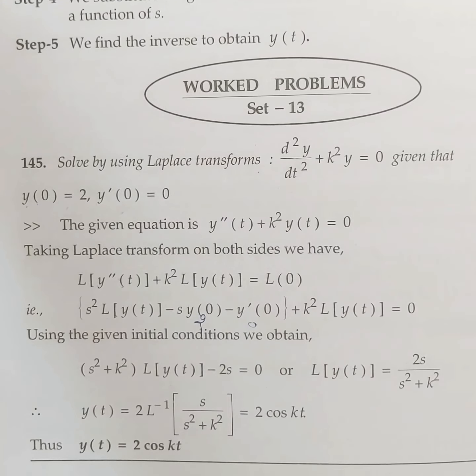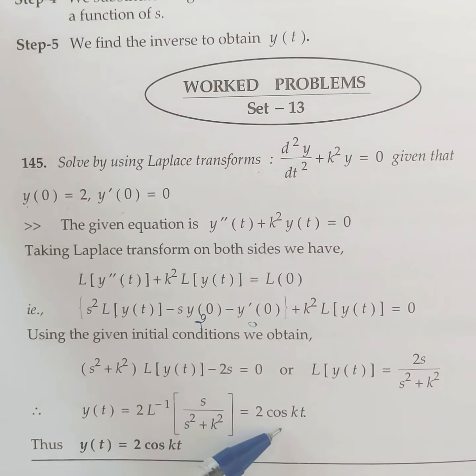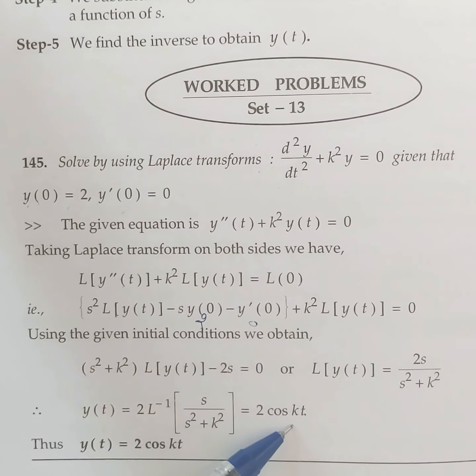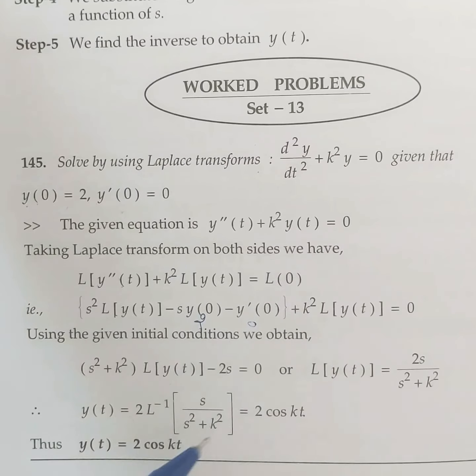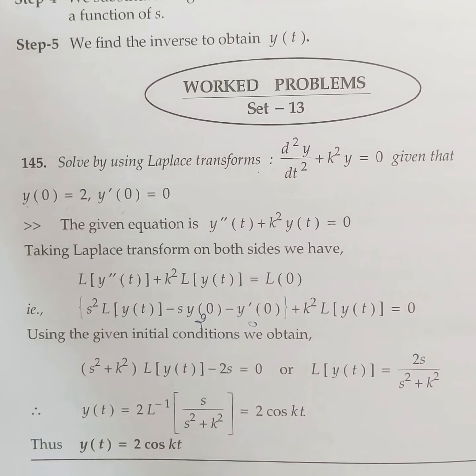Laplace inverse of s by s square plus a square is cos at. In the place of a I have k, so cos kt. This 2 is there outside, so 2 cos kt, because I do not want the 2 for that formula, I want only s by s square plus k square for the formula. So 2 cos kt is the solution for this differential equation. Y of t is equal to 2 cos kt.